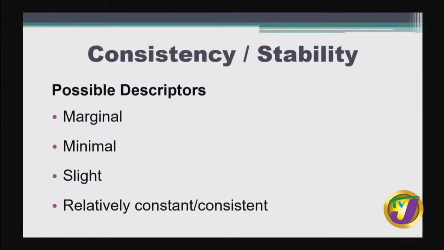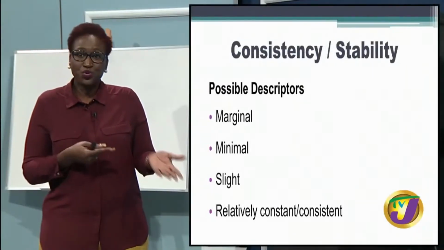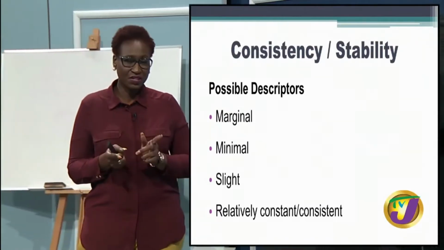Our next trend, consistency or stability. And in this case, you're looking at figures that may change, but they're not really changing to an extent that requires you to say that they're increasing or decreasing. They're changing, but the change is not noticeable. So how you can describe something that is consistent, marginally increasing or marginally decreasing. So it just changes by like 1 or 2, maybe 5, nothing significant.